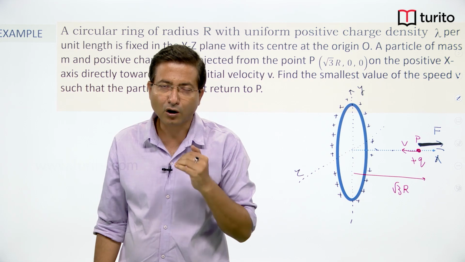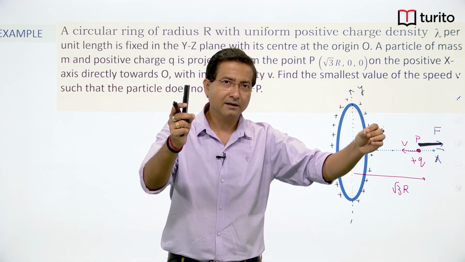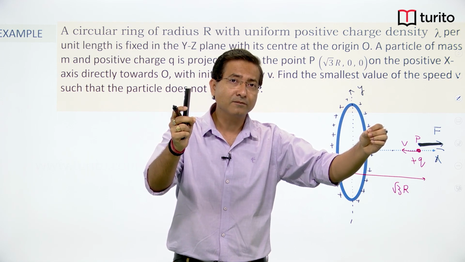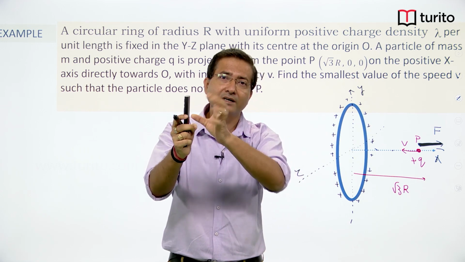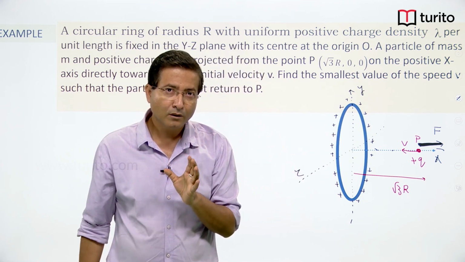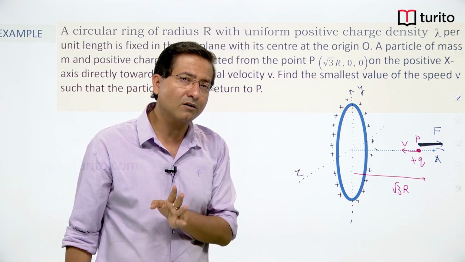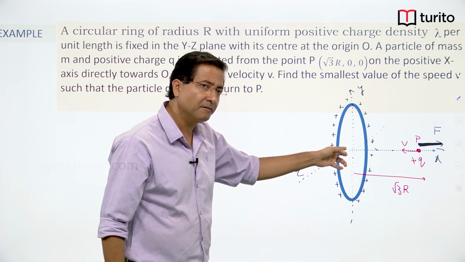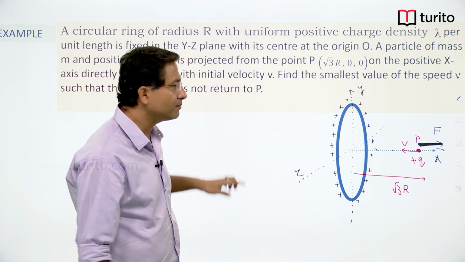For it not to reach point P again, you need to provide velocity sufficient enough so that the particle can make it to the center of the ring. With almost 0 velocity, if it reaches the center of the ring and it crosses the center of the ring, as soon as it comes on this side, force starts acting in the same direction.